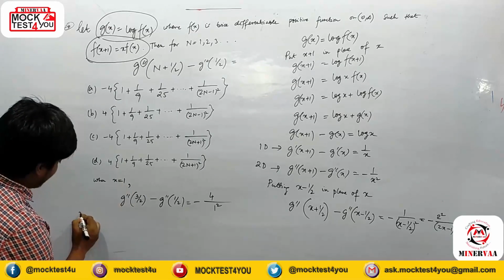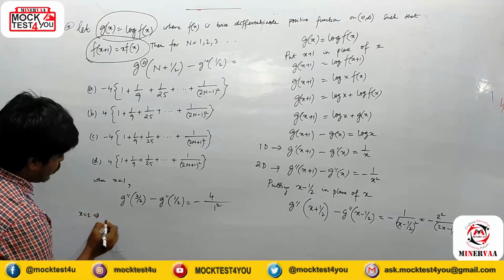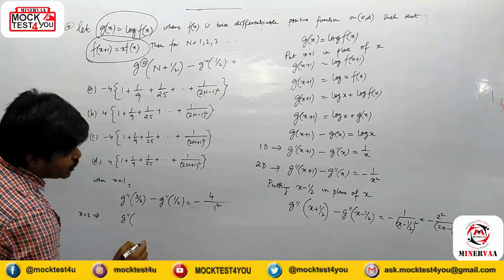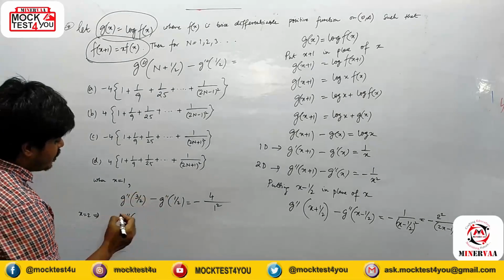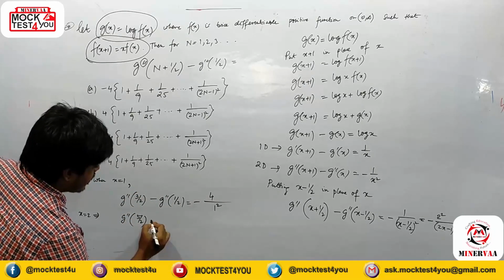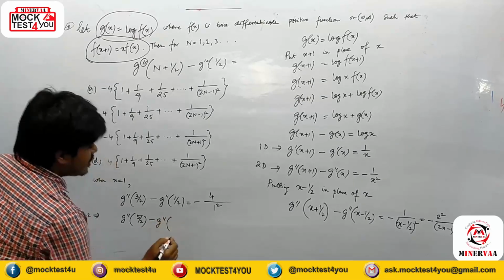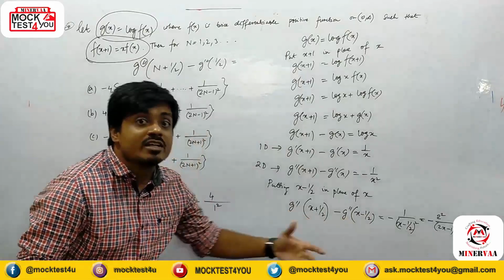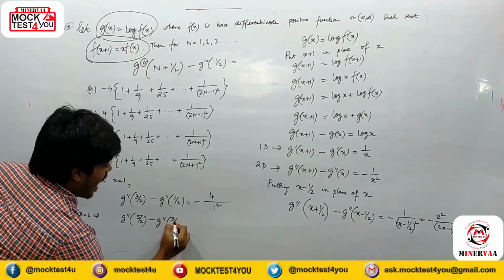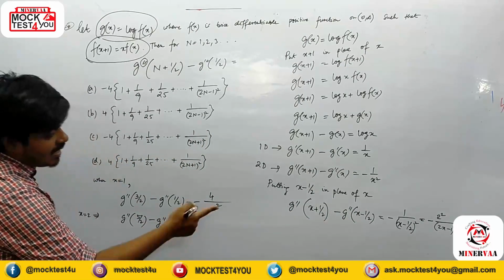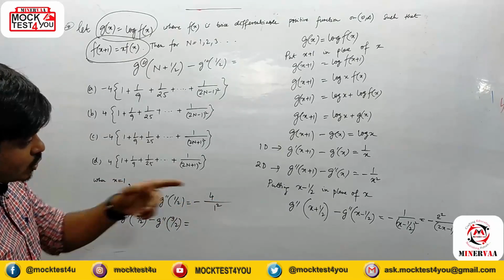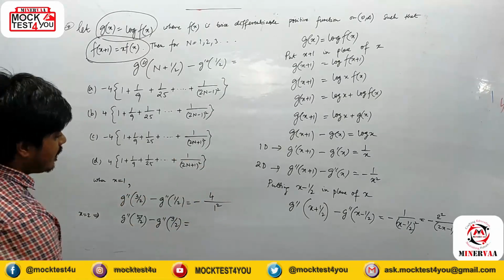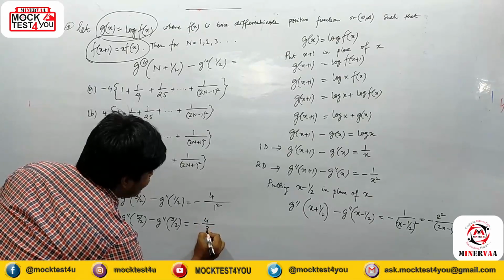So if I put x equal to 2, what will happen? G double dash 2 plus half is how much? 5 by 2 minus G double dash. Now we'll do it fast. 2 minus 1 by 2 is 3 by 2. Now I think after this you will get the point. Now if you put 2 in there, how much you get? So 4 minus 1, that is 3 square. So minus 4 divided by 3 square.